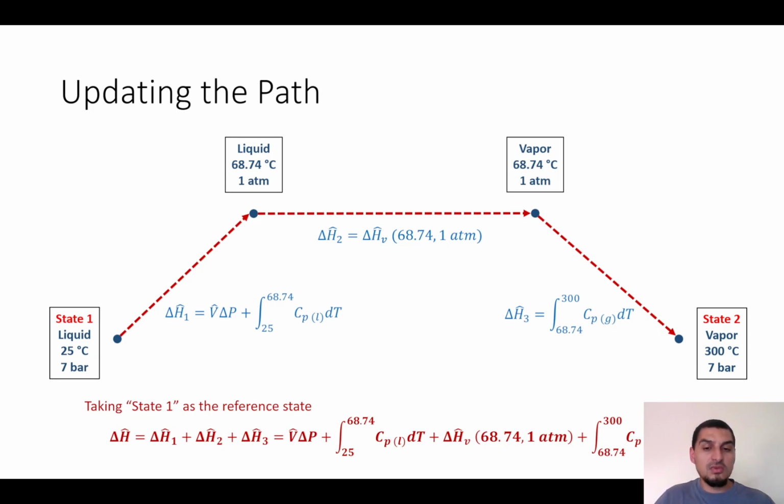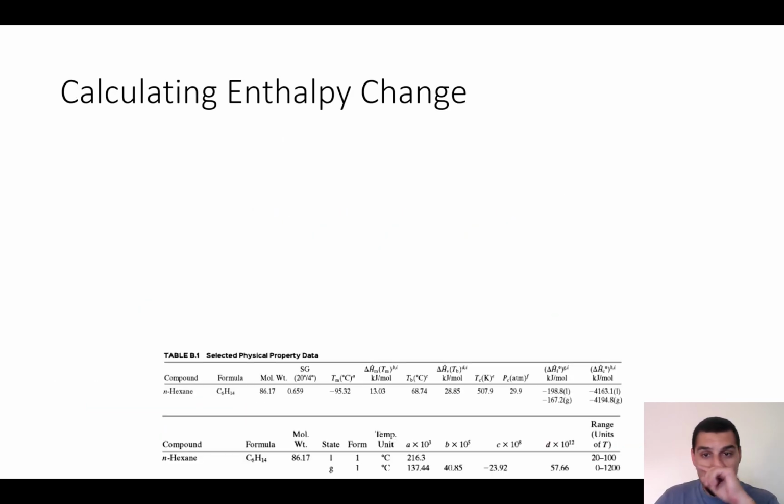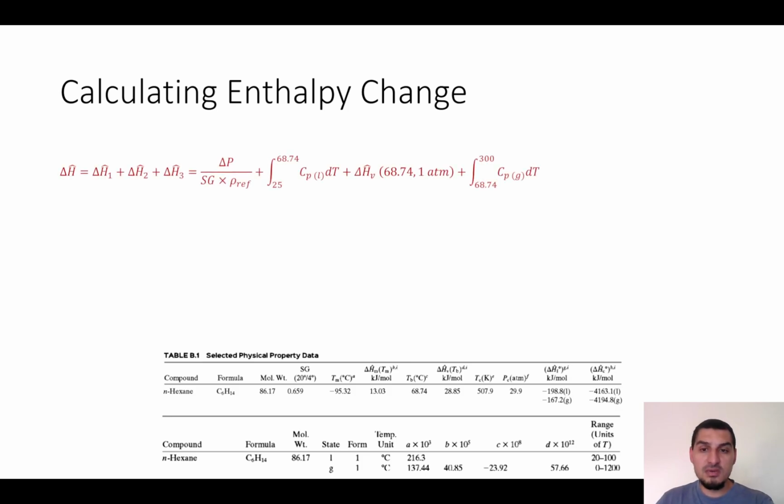So the coming part is going to be just picking numbers from the text, from the tables, substituting, and calculations. There might be some unit conversions, but other than this, this is the whole idea of the whole problem. So if you can get this right, everything is going to be straightforward later. So now, if you want to calculate the change in enthalpy, this is the equation that we said.